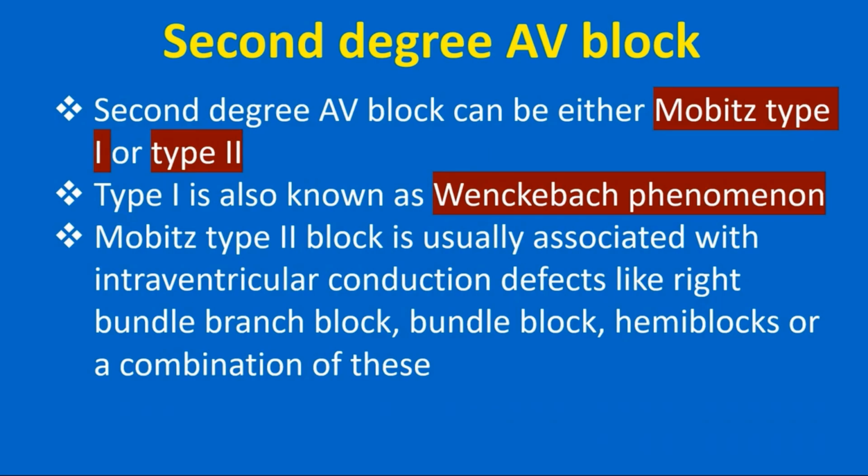Second degree AV blocks can be either Mobitz type 1 or type 2. Type 1 is also known as Wenckebach phenomenon. Mobitz type 2 block is usually associated with intraventricular conduction defects like right bundle branch block, left bundle branch block, hemiblocks, or a combination of these.